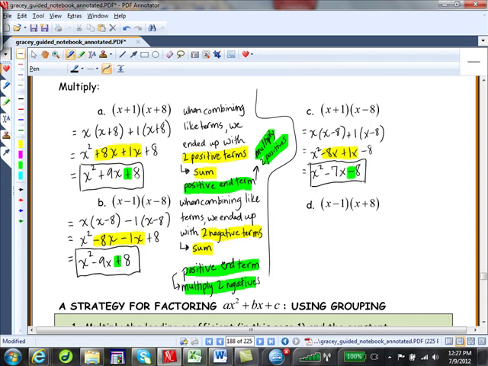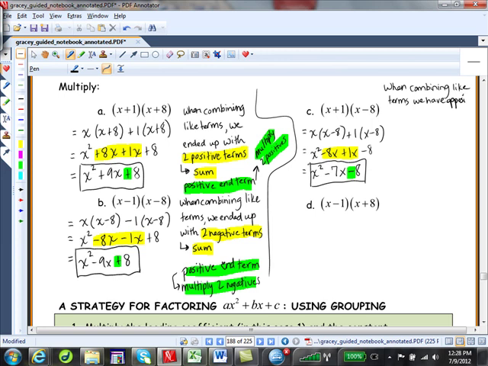When combining like terms, we have opposing signs.